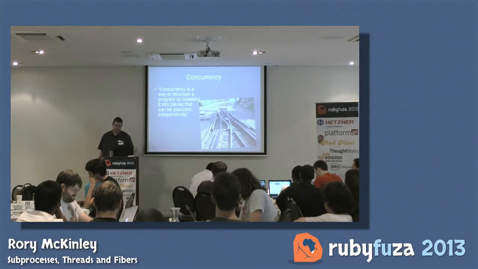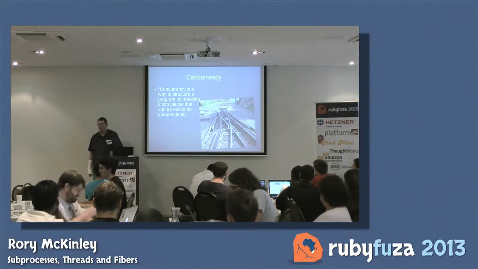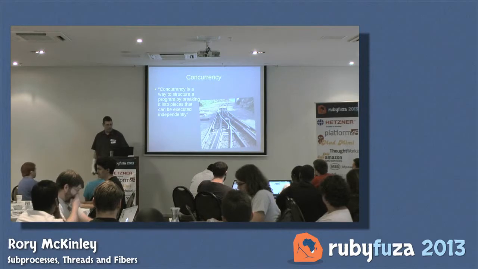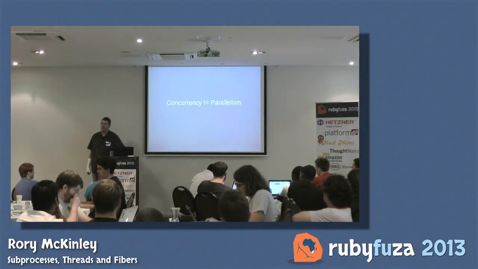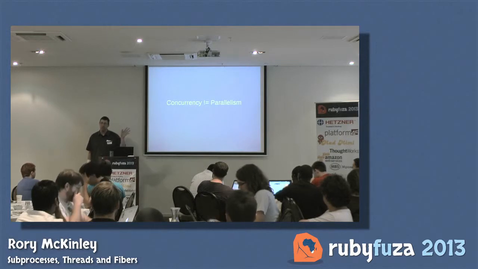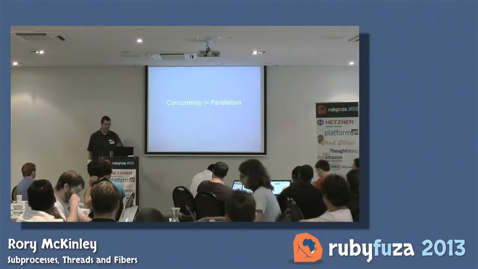So moving on. Concurrency is a way to structure a program by breaking it into pieces that can be executed independently. Just keeping concerns separate, and that seems fairly reasonable. And you think, okay, I can understand that. And then you get to the bit where concurrency is not equal to parallelism. And from now on, I'm referring to that as the P word, because I'm pathologically incapable of saying parallelism more than 2 times in a 20-minute period. So concurrency is not equal to the P word.